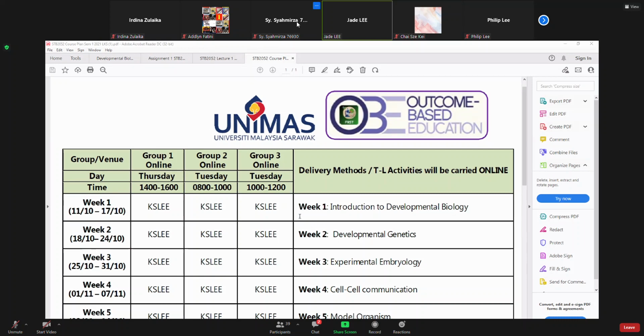So we have three groups here. Group 2 and Group 3 are on Tuesday. Group 2 is from 8 to 10, and Group 3 is from 10 to 12. And we have another group, Group 1, which is on Thursday, from 2 to 4.